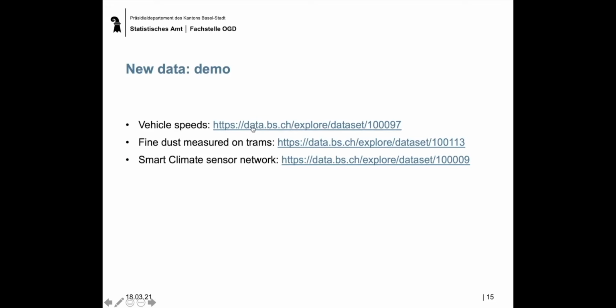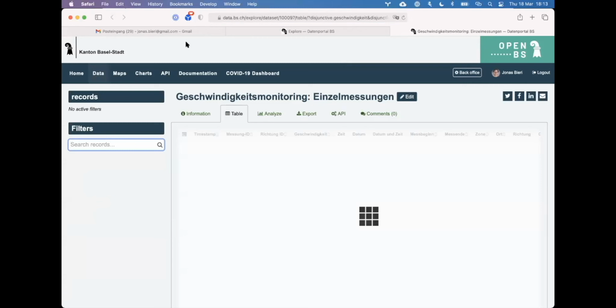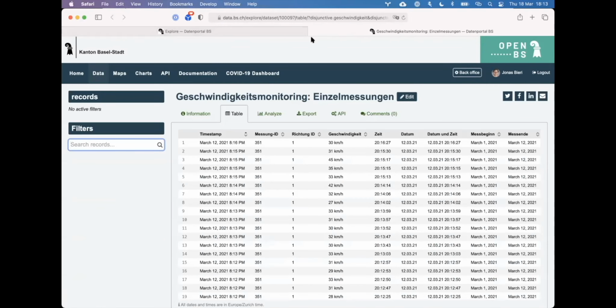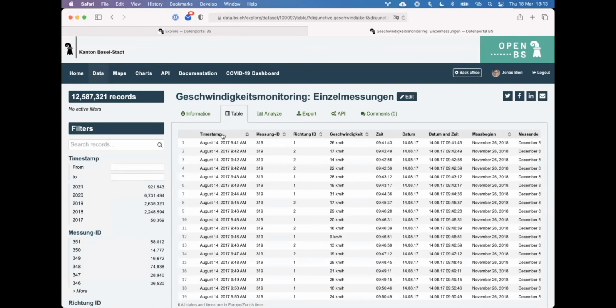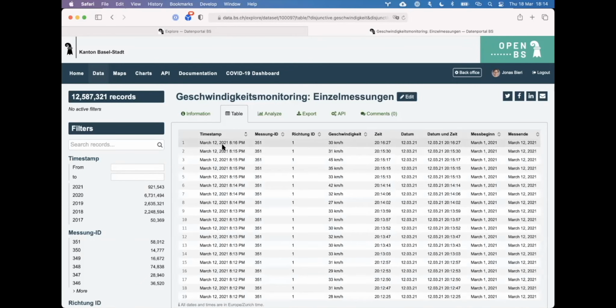First, let's look at vehicle speeds. So this is the link here. It's called Geschwindigkeitsmonitoring in German. So that's a monitoring of vehicle speeds. It's a huge data set. It takes a couple of seconds here to tell you that it's 12.5 million records. This is an interactive table now. You can sort very fast. So we have timestamps from 2017 to March 12, which is like 6 days ago.